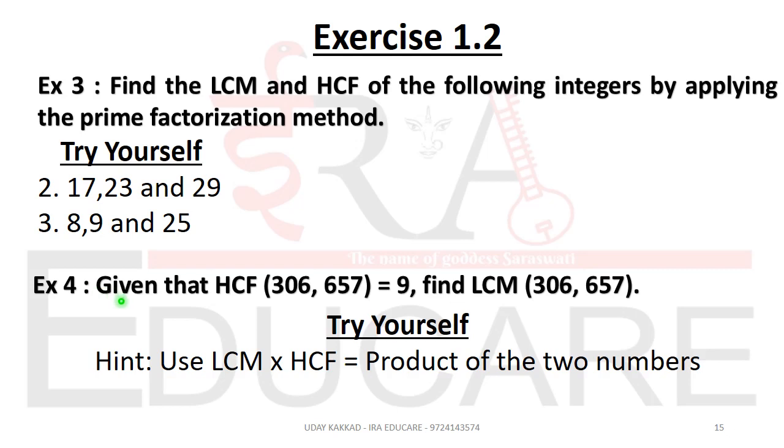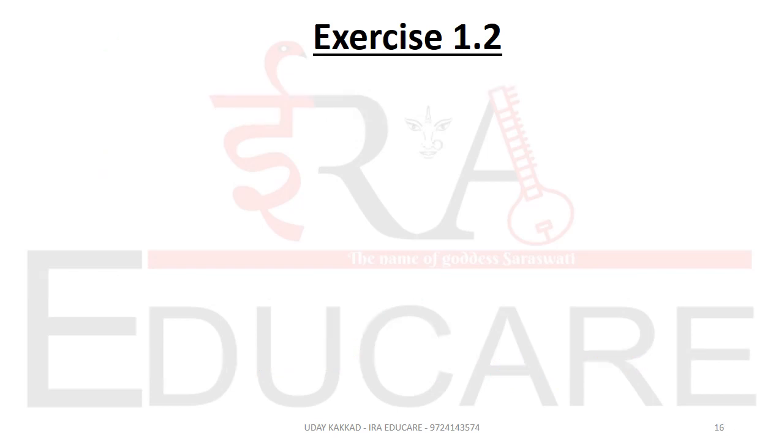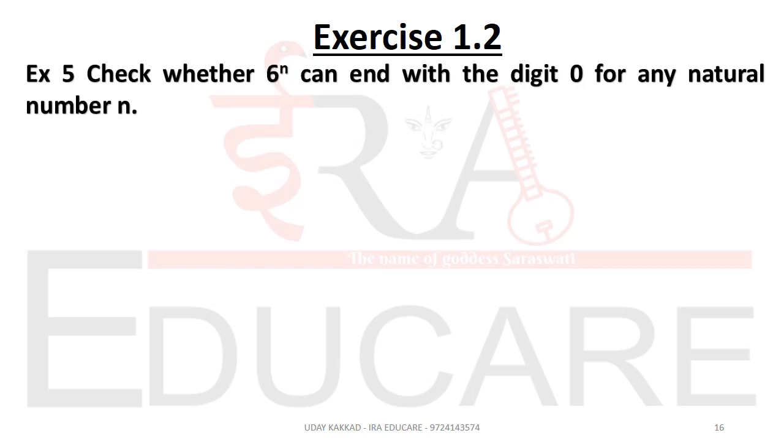Now example number 4 is also try yourself. By using this formula, you have an HCF of 9 for 306 and 657. So multiply 306 and 657, and you get the product of the two numbers, and then you divide it by your HCF, so you get your LCM. So it is also try yourself, right? Try the next example, exercise number 5.